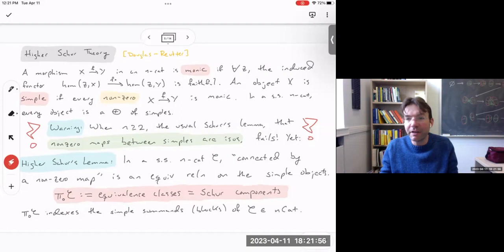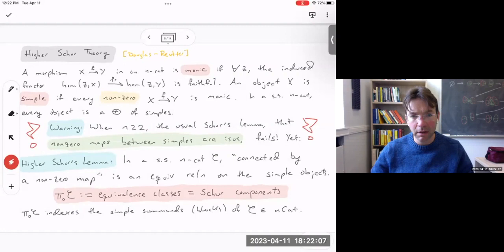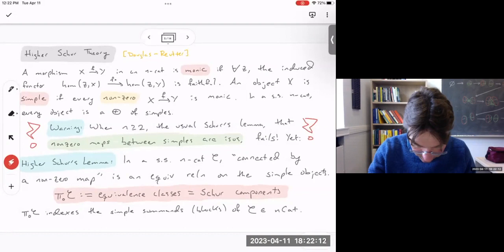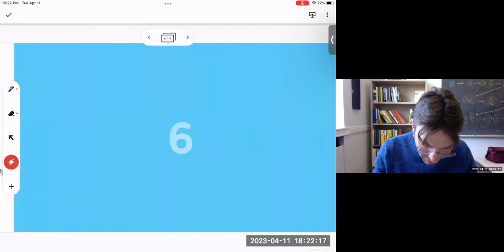Semi-simple n categories feel a lot like spaces. They feel a lot like objects of homotopy theory. And this set feels like the connected components of that space. Great. So now, as I said, I'm assembling ingredients in order to tell you the main thing.